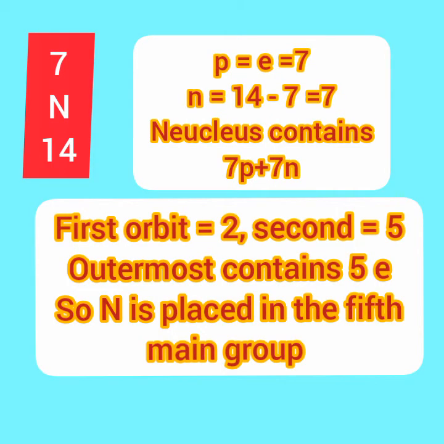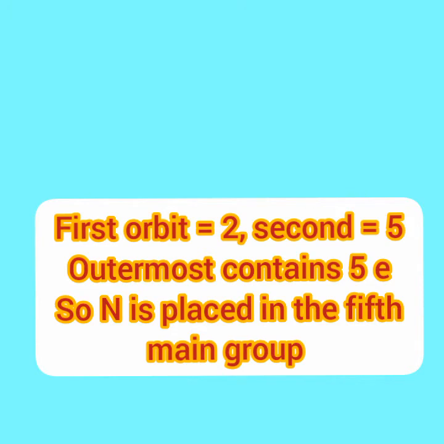Next is nitrogen. Nitrogen gas, 7, 14. 14 is the atomic mass, 7 is the atomic number. Therefore, the number of protons and number of electrons will be 7. Number of neutrons will be equal to 14 minus 7, which is 7. Therefore, the nucleus contains 7 neutrons, 7 protons, and the electrons will be revolving around the nucleus. The first 2, then 5. So, nitrogen will be in the 5th group.